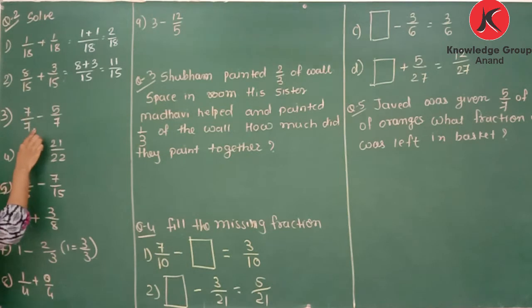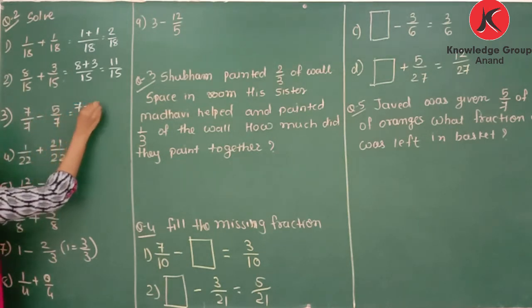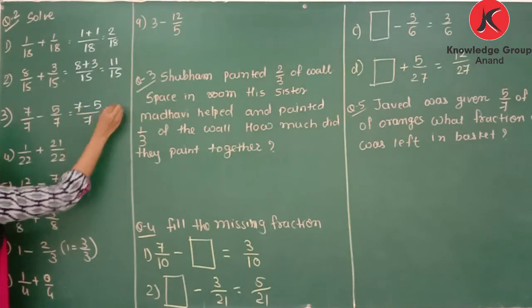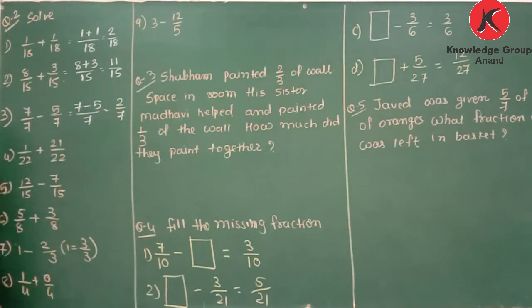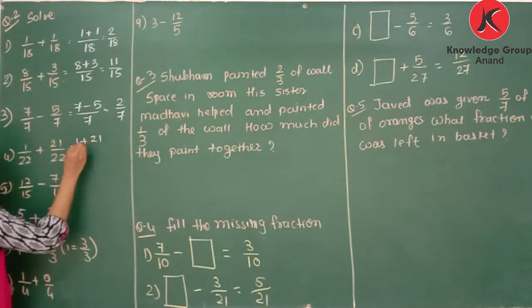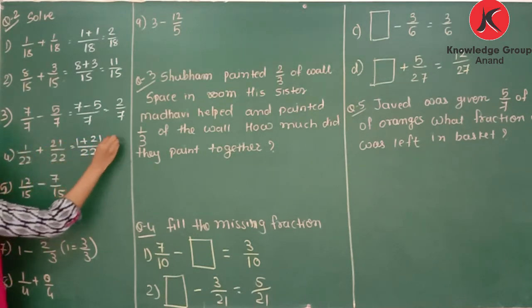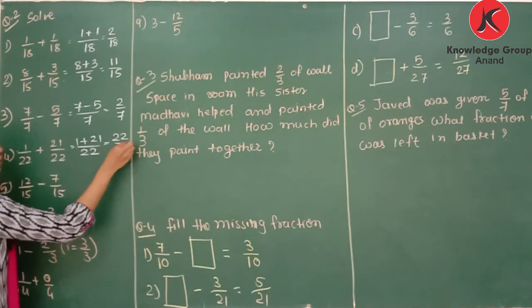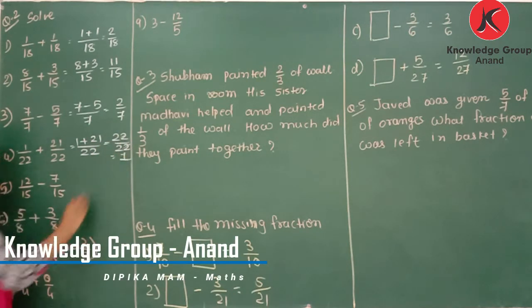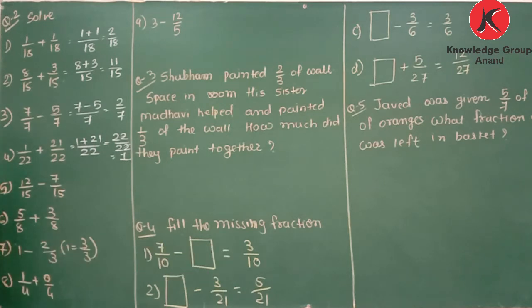Now here 7 by 7 minus 5 by 7. So here you need to perform 7 minus 5 divided by 7. So that is 2 by 7. Clear? Now 1 by 22 plus 21 by 22. So it is 1 plus 21 by 22. Add the numerators. So here 22 by 22. You can cut the common factor, it is 1. Or you can write 22 by 22, then it is also right. 12 by 15 minus 7 by 15.